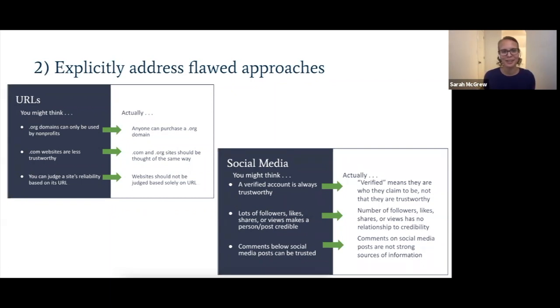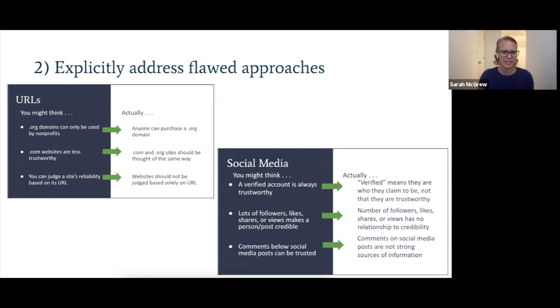And again, you can think of lots of examples of when that's not the case, right? The number of followers, likes, shares, and views has no relationship to credibility. So there are several things like this that are currently flawed approaches that we know how to do better. And we need to explicitly help people tackle some of these misconceptions and correct them.